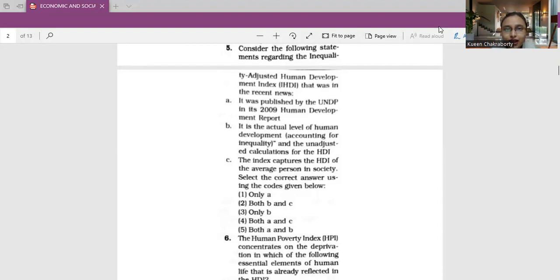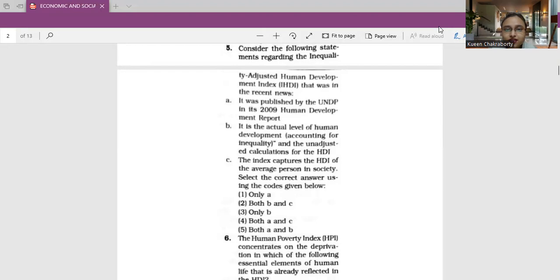So here we are back with RBI Grade B Officers Exam Phase 2, the question and answers, and we'll be solving from question number 5 onwards. So in question number 5, as you can see, I'm presenting my screen and you can see the questions here.